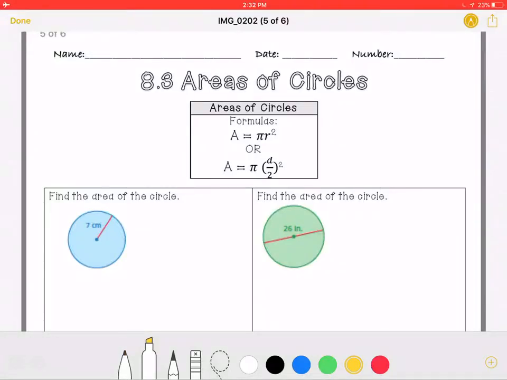All right, crew, here we go. Lesson 3. We're going to talk about area of a circle.